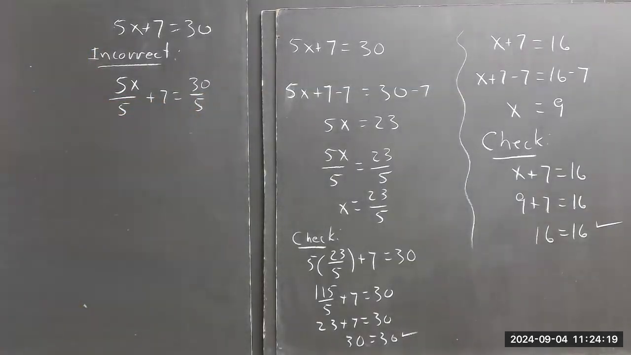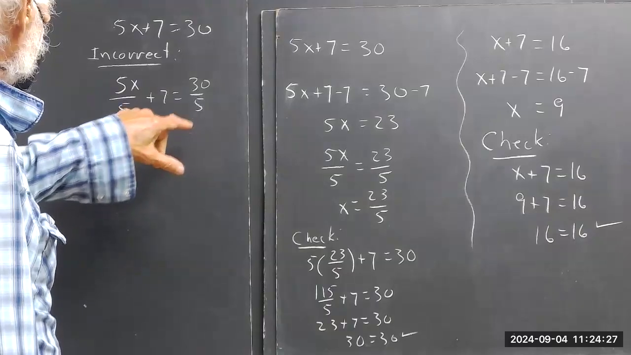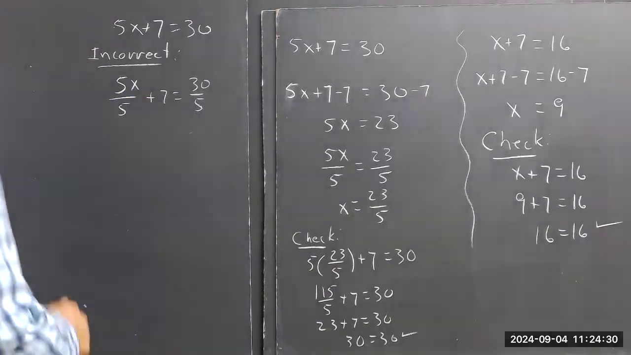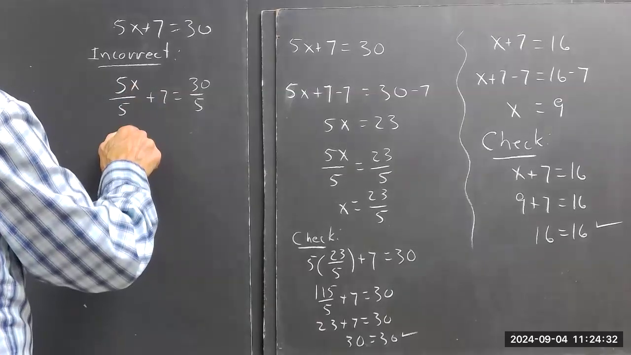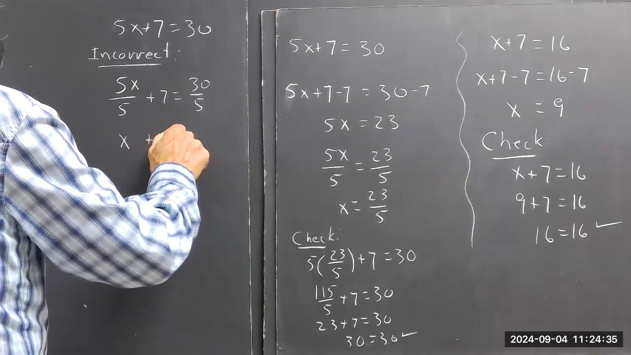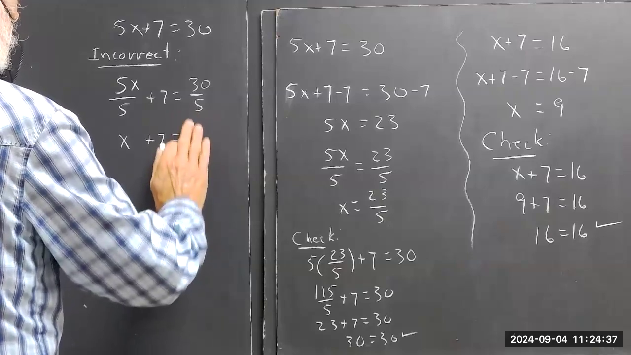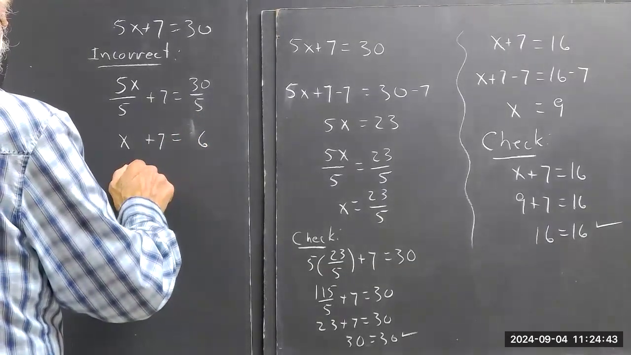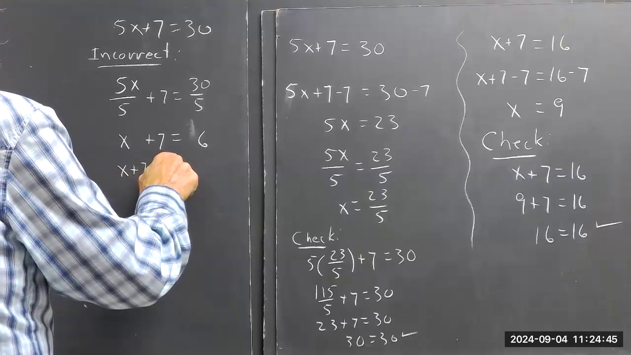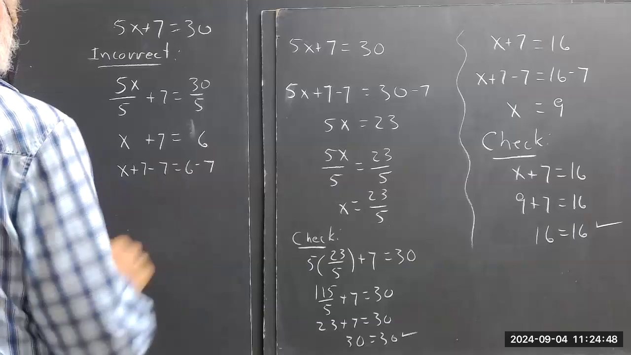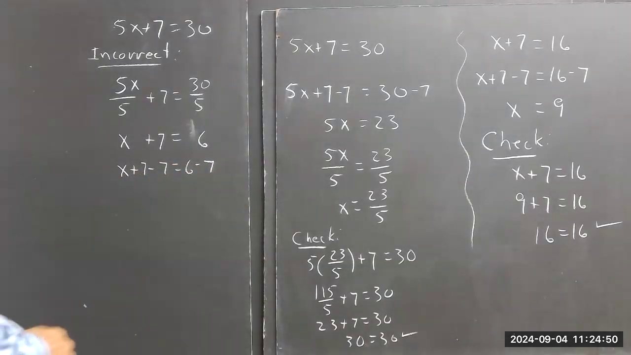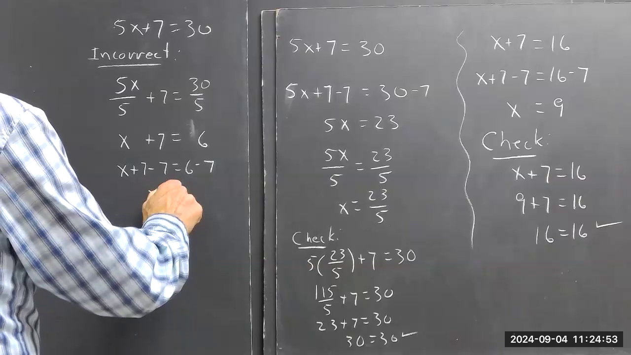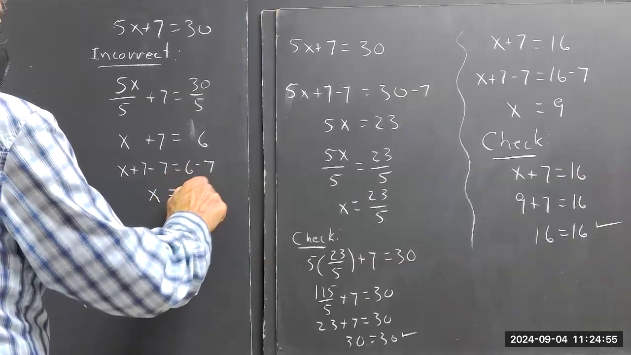This is wrong. We'll prove it's wrong because it's not going to check. Okay. 5x over 5 plus 7 equals 30 over 5. Well, 5x over 5 is x. We get x plus 7 equals 6. So we subtract 7 from both sides. x plus 7 minus 7 is just x. 6 minus 7 is -1.